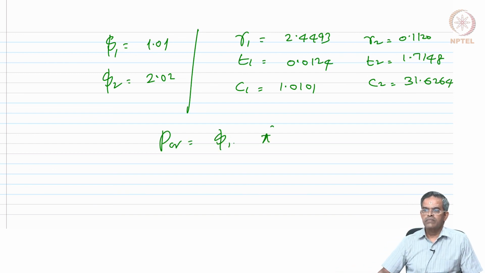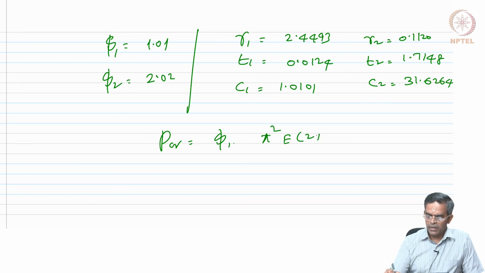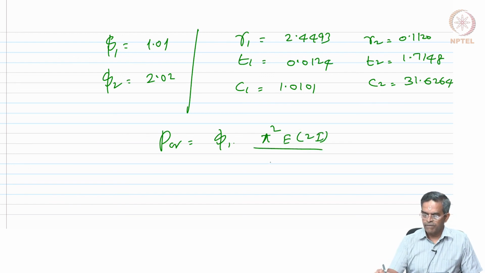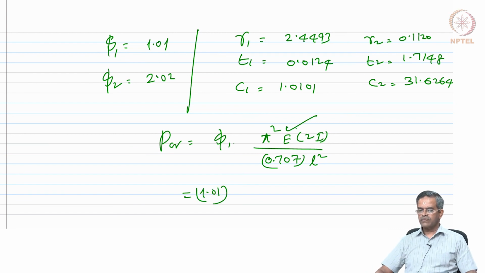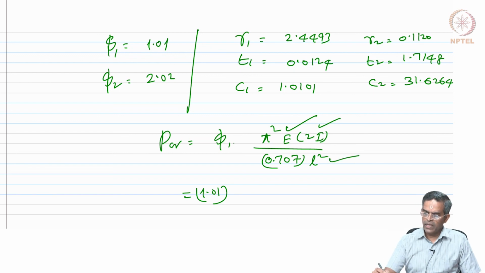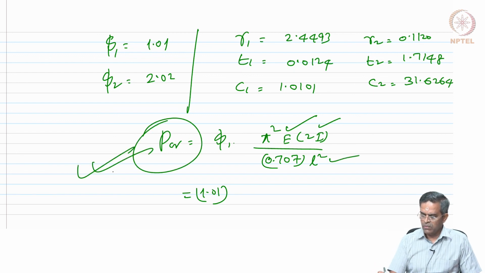So, now I have got P critical is phi 1 times of pi square E of 2I by 0.707 of L square. So, phi 1 I already have, which is 1.01. So, if I know E, if I know I, if I know L, I can find P.